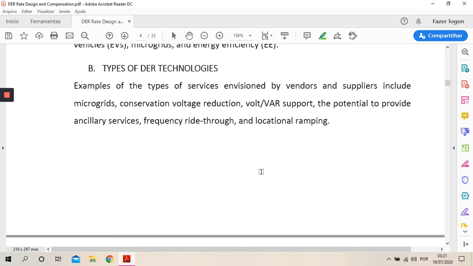Now let's talk about the types of DER technologies. You can see that it is going to be an extensive study about DERs that I'm bringing to you, and you are going to get to know everything possible about DERs. Types of DER technologies. Examples of the types of service envisioned by vendors and suppliers include microgrids, conservation voltage reduction, volt-var support, the potential to provide ancillary services, frequency ride-through, and locational ramping.